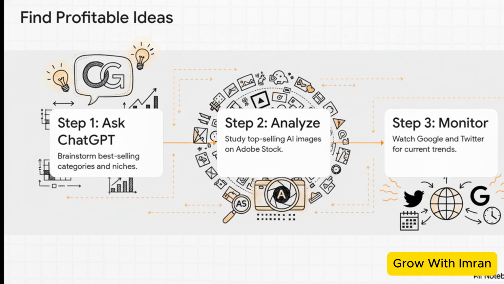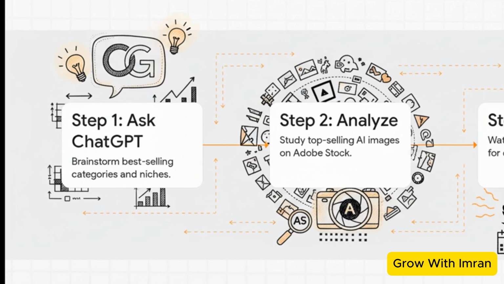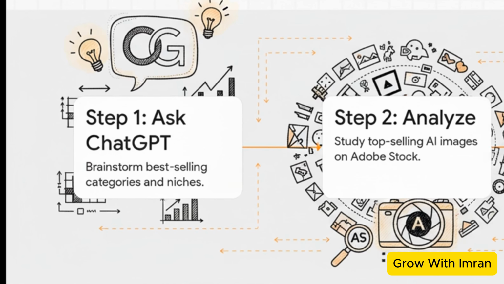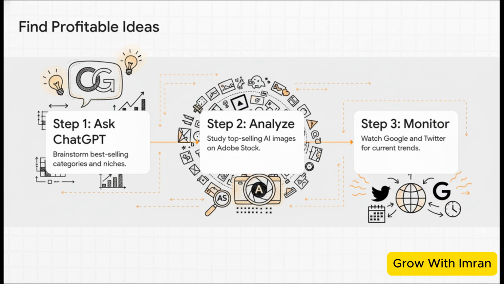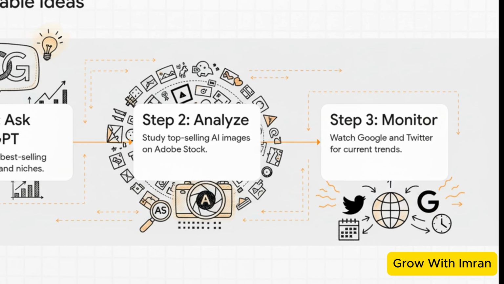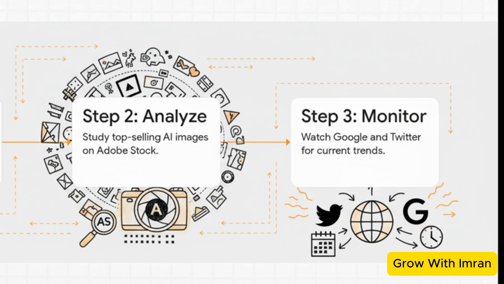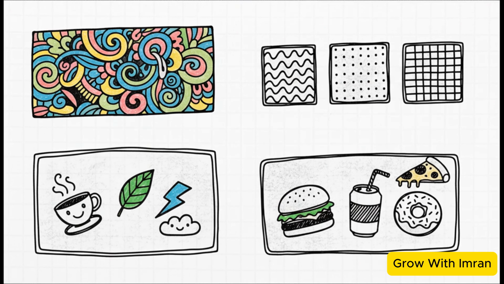First, fire up ChatGPT and just ask it for some popular, best-selling categories. Easy, right? Next, you're going to play detective right on Adobe Stock. Search for top-selling artists and then use that generative AI filter to see what's hot right now. And finally, keep an eye on what's buzzing on Google Trends or Twitter. That's where you find those timely ideas. And you know what? After a little digging, you're probably going to see these same categories pop up again and again.